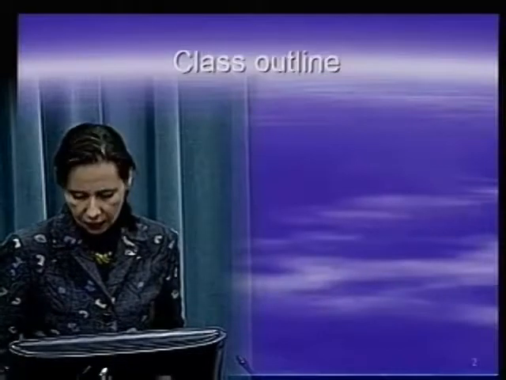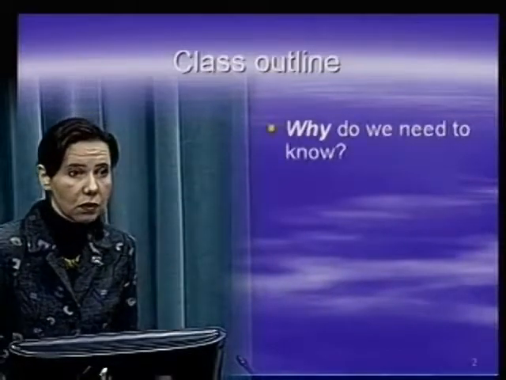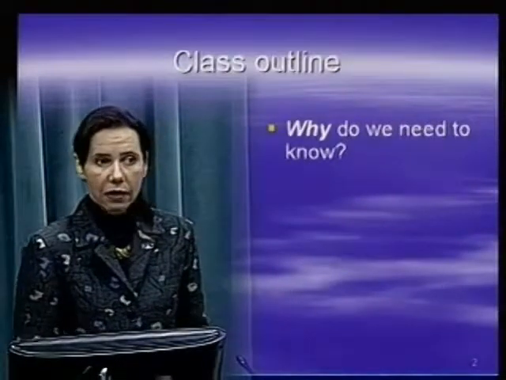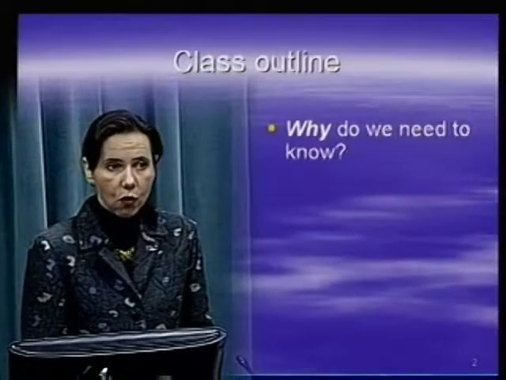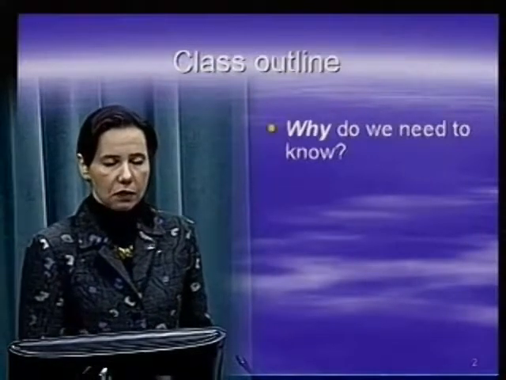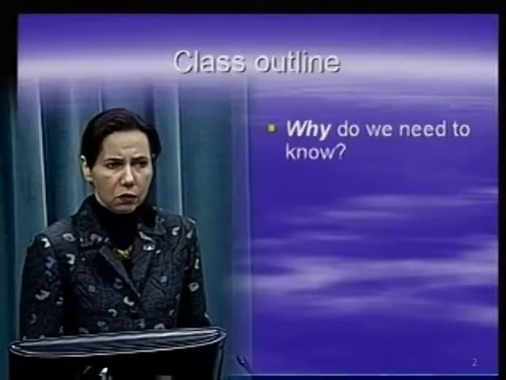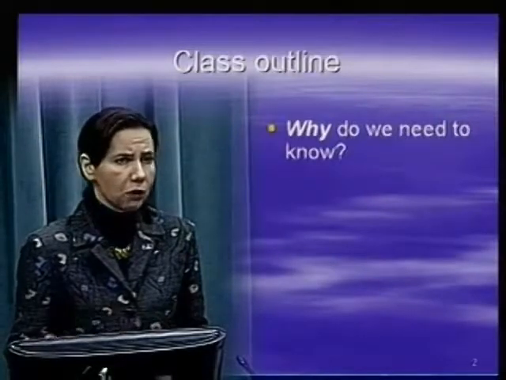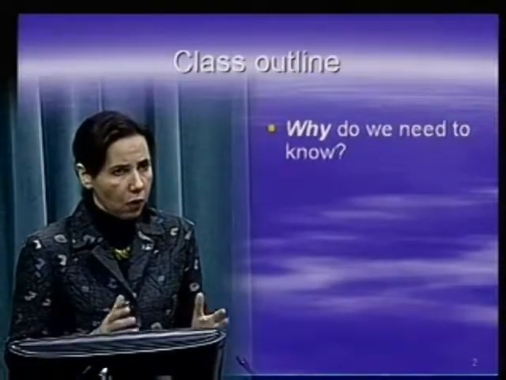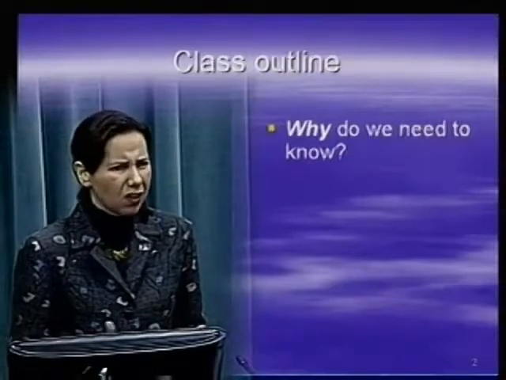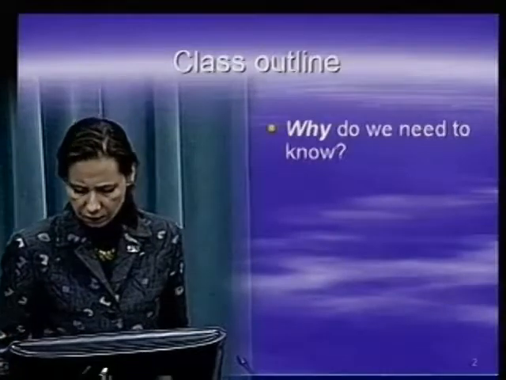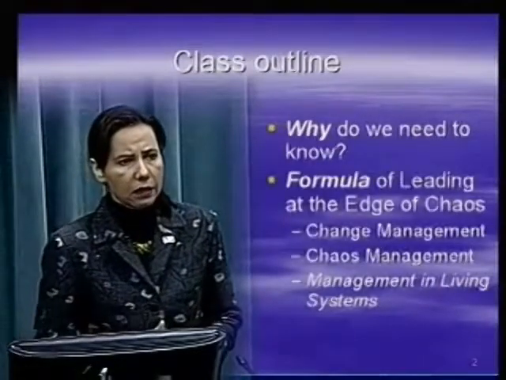So the class outline includes, first, why do we need to know this chaos theory approach and complex adaptive system approach? Why do we need this? Because we already know management by objectives, we know organizational structure, we know how to do project management. What is all this about? Why do we need this?